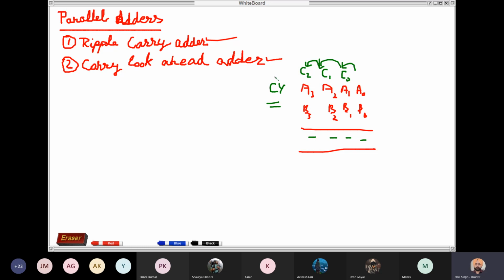So this concept is used in case of ripple carry adders. In this process, multiple adders are used. Since we are considering a 4-bit example, 4 full adders are required to implement this concept. So let us draw the block diagram.